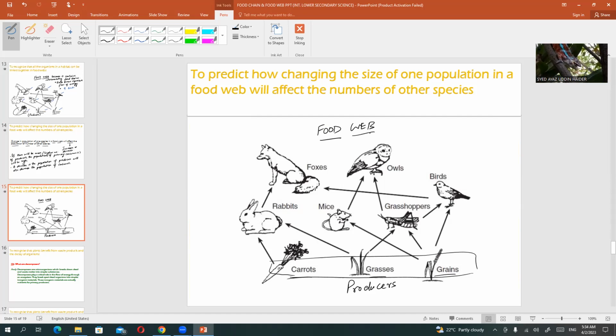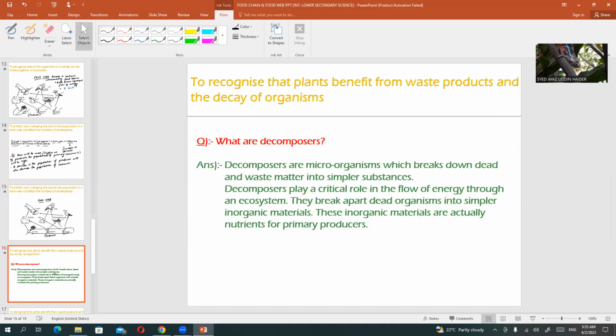Similarly, the population of consumers, like rabbits, mice, grasshoppers and birds, if their population is affected, this will also affect the population of foxes and owls in that area or in that region.